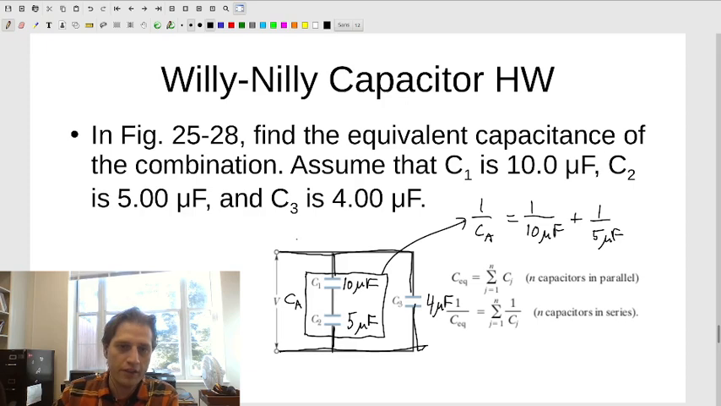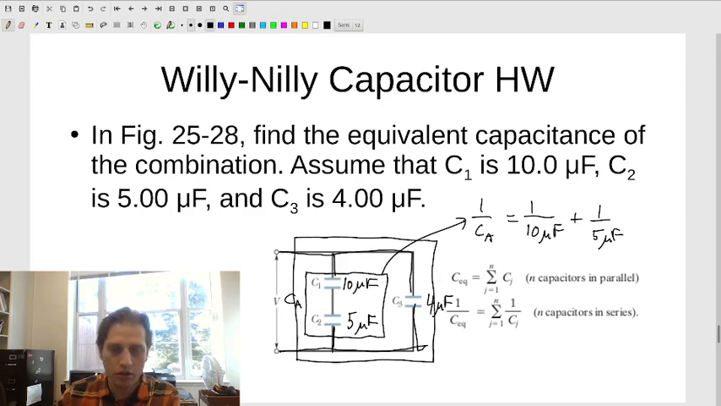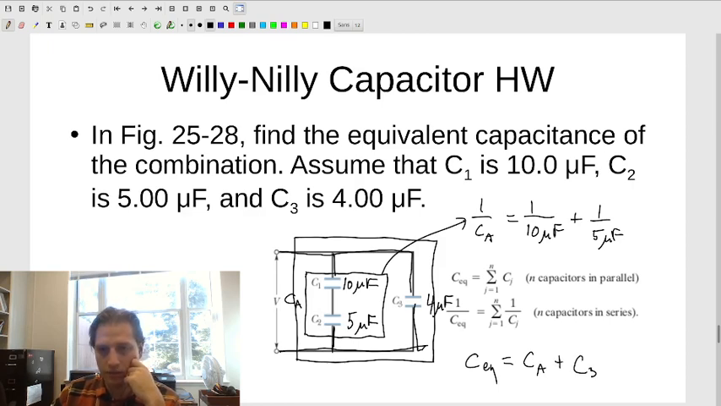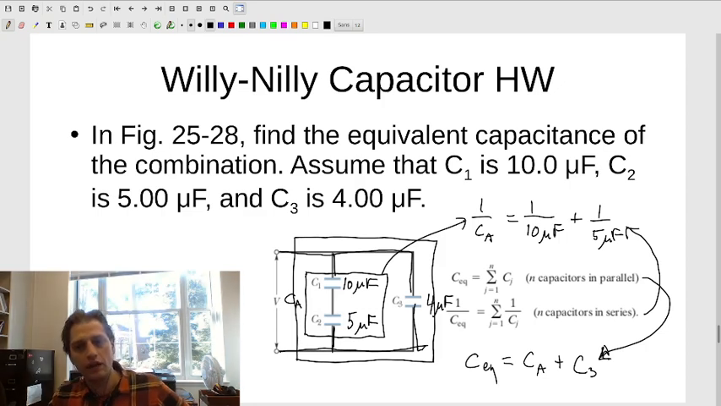Then, if you want to find the C equivalent of this whole thing, this just looks like two capacitors in parallel. And so your C equivalent for the entire setup will be C_A, the capacitance of that thing, plus C3. Okay, so we used our equation once for capacitors in series for the part of this thing that was in series, and then we used our equation for parallel for the part of this that was in parallel.